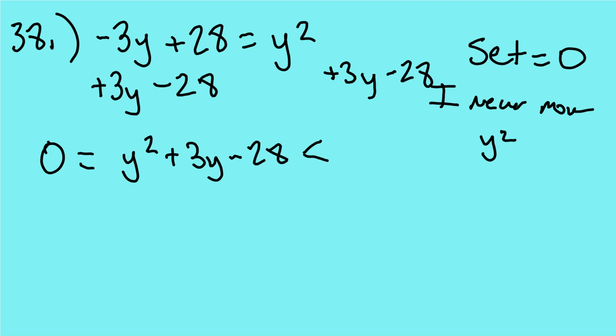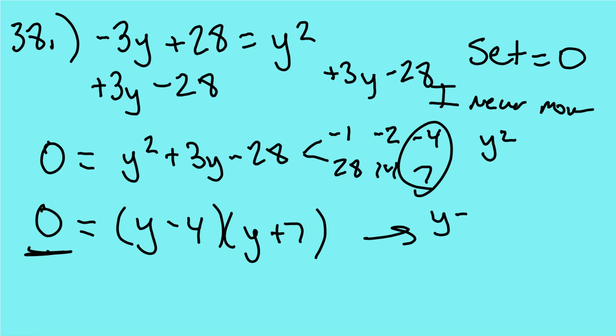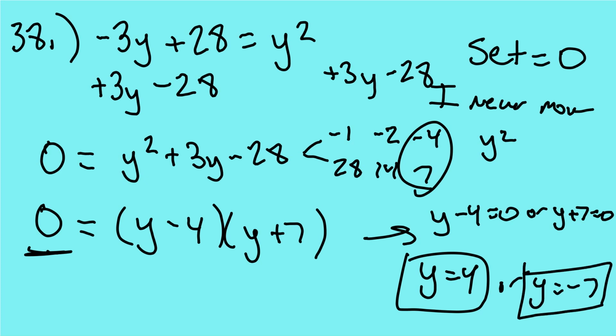Now remember, it's a minus 28, so I have to break down the factors: minus 1 and 28, minus 2 and 14, minus 4 and 7. If I use minus 4 and 7, it works. I get 0 equals y minus 4, y plus 7. I'm only allowed to do this next step if it equals 0. If it doesn't equal 0, I can't do this. So I say y minus 4 equals 0, or y plus 7 equals 0. I add 4 to both sides, I get y equals 4 as my first answer. I subtract 7 from both sides, I get y equals negative 7 as my second answer.